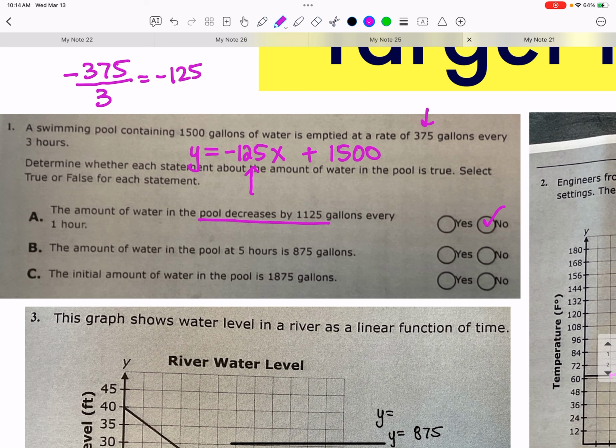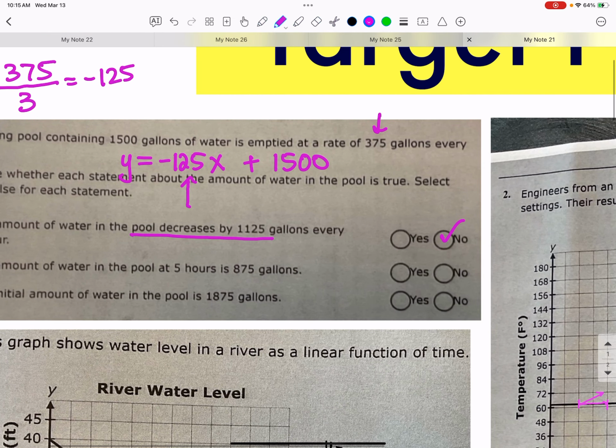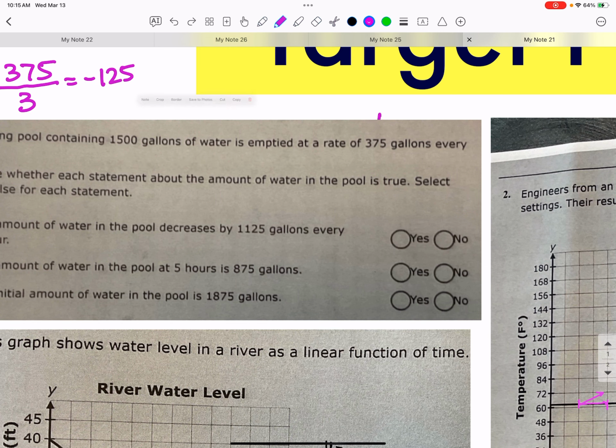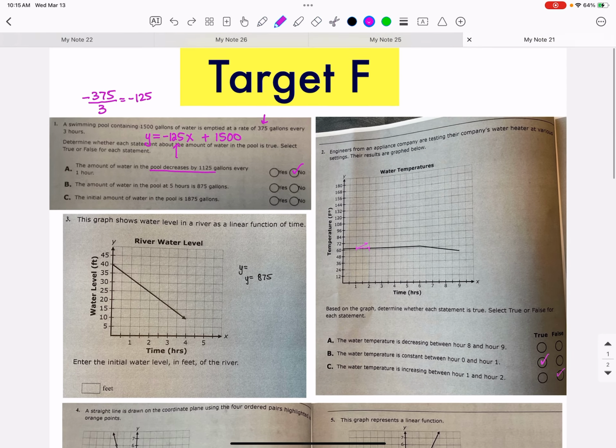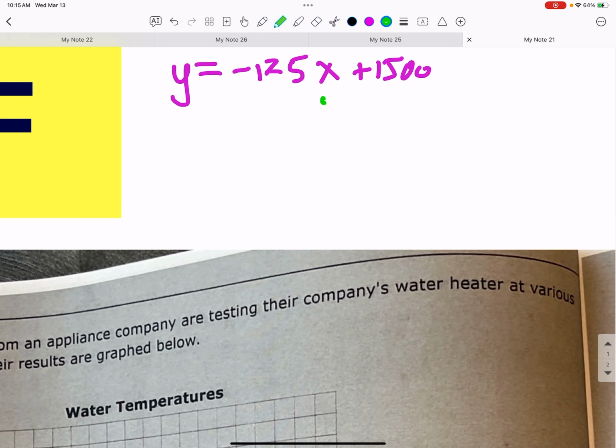The amount of the water in the pool at 5 hours is 875. I don't know, let's use our equation. If we plug in 5 for the x, that'll tell us where we're at. So let's see. I'll do it over here. Y equals negative 125 x plus 1,500. But now we know the x is 5. Sorry, I wrote it terrible. Y equals negative 125 times 5 plus 1,500.